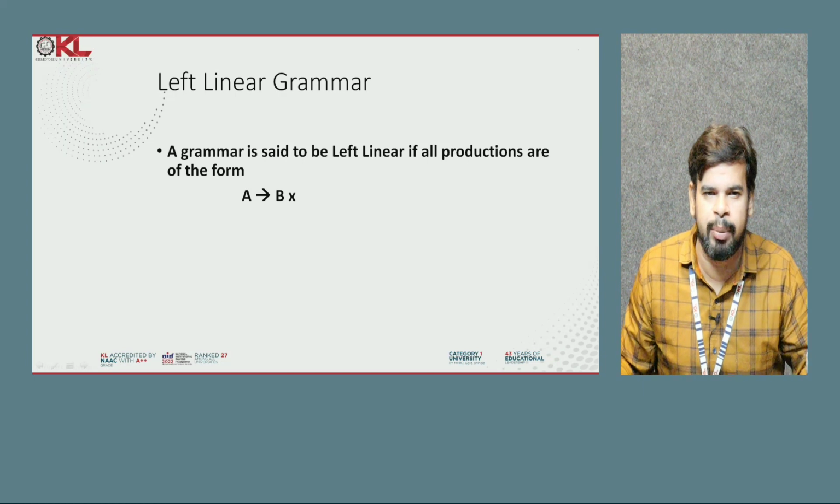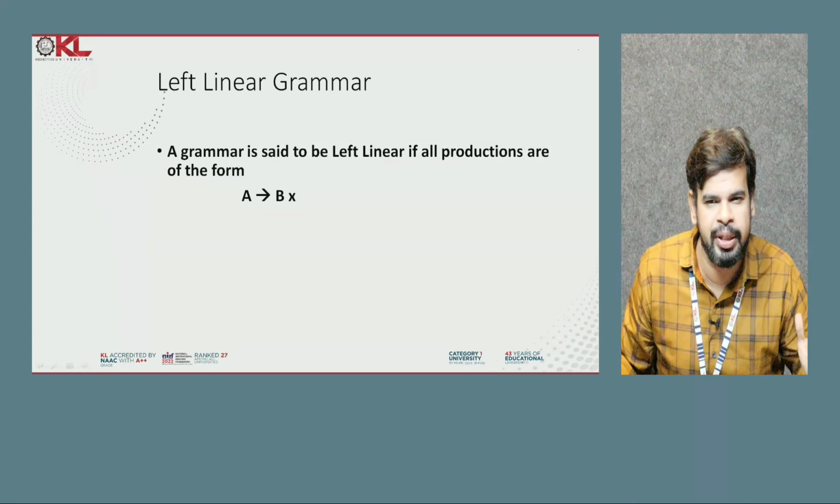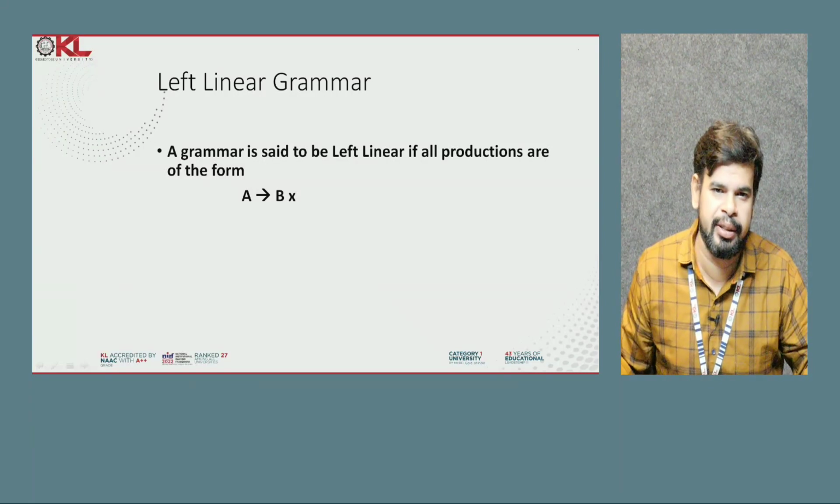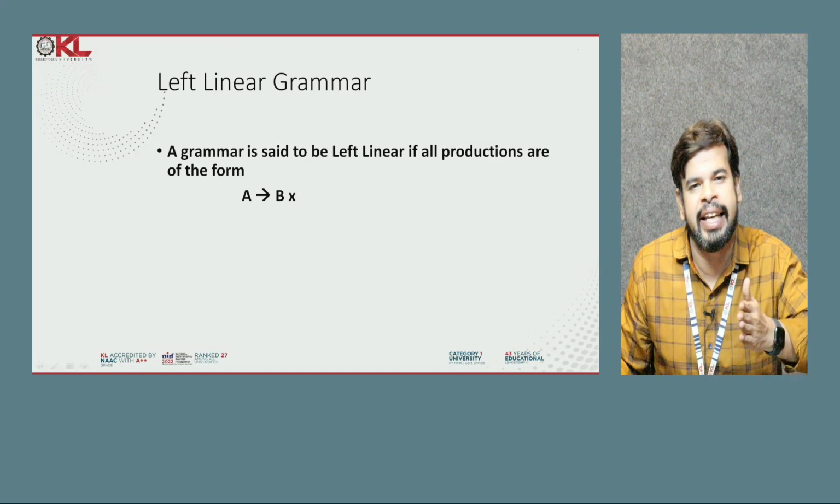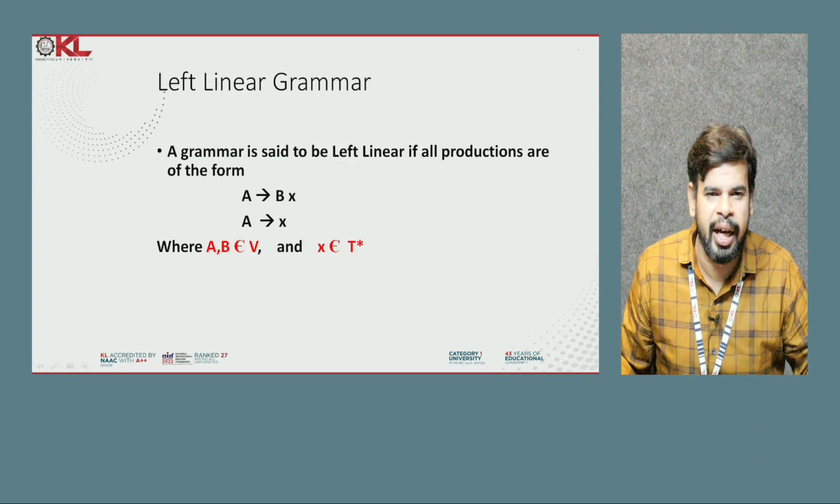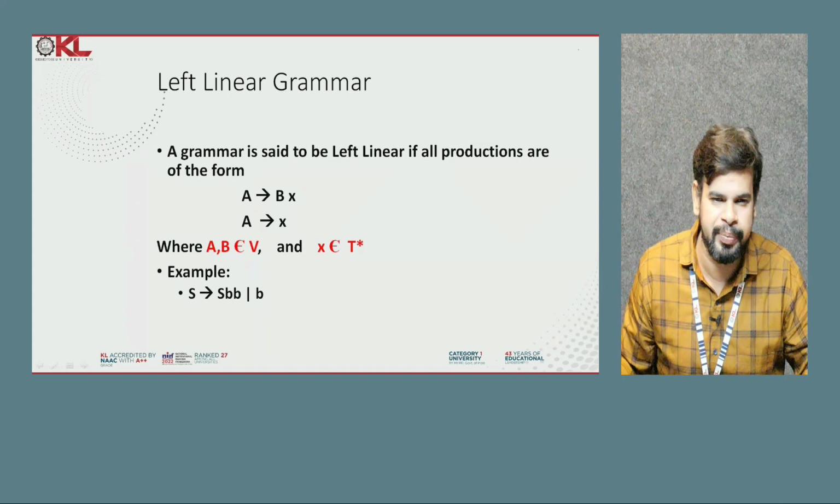Now let us see an example. In the previous example you have seen A tends to xB, where B is a variable on the right hand side. Now here A tends to Bx, B will be on the left hand side, I mean not the left hand side, it is the left extreme position. So A tends to x, if there is no variable, you can straight away call it a left linear grammar. And here you can also see that A, B belong to variables and x belongs to the terminals. And the example S tends to Sbb, here S is a variable and bb stands for terminals.